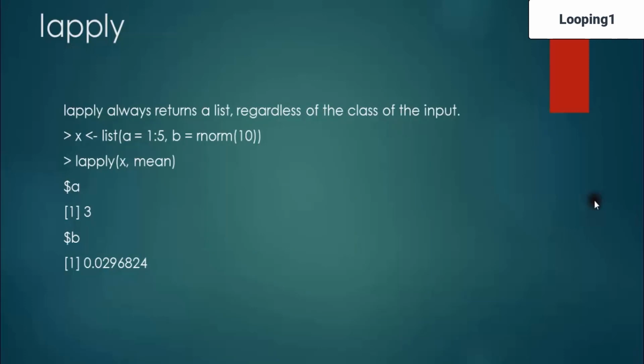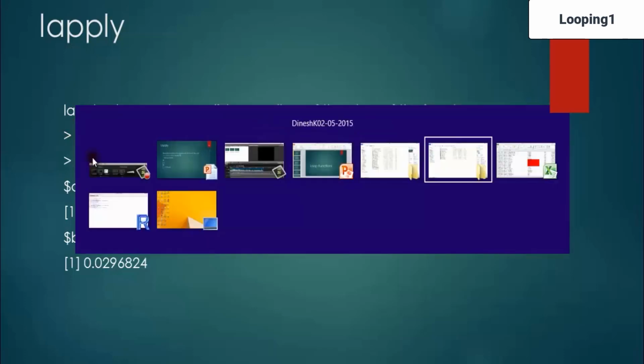So what is the output of lapply? lapply always returns a list regardless of the class of the input. Let's say you have a list x with a equal to 1 to 5, and b equal to rnorm of 10, ten random normal variables. When you apply lapply of x comma mean, it will apply to every element of the list being passed. It will compute the mean for each of the elements of x. We will see this in our R programming module.